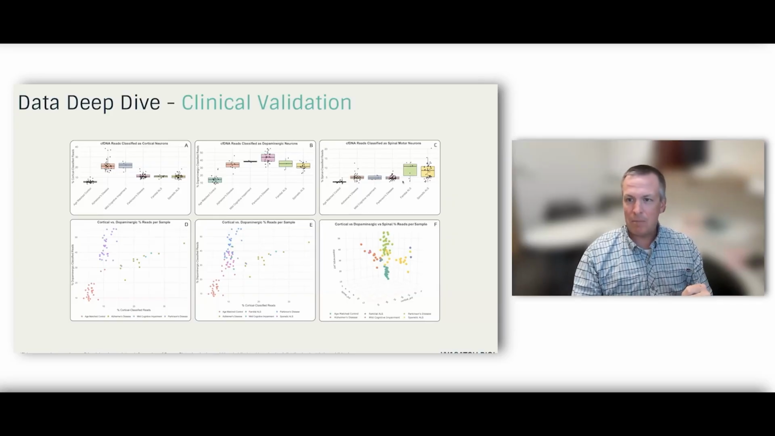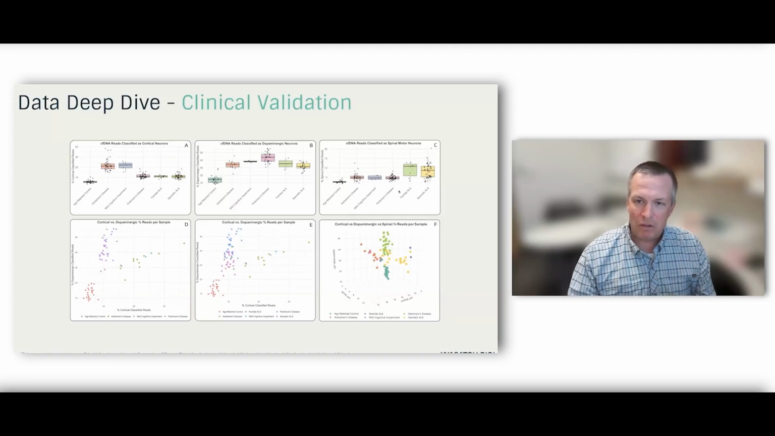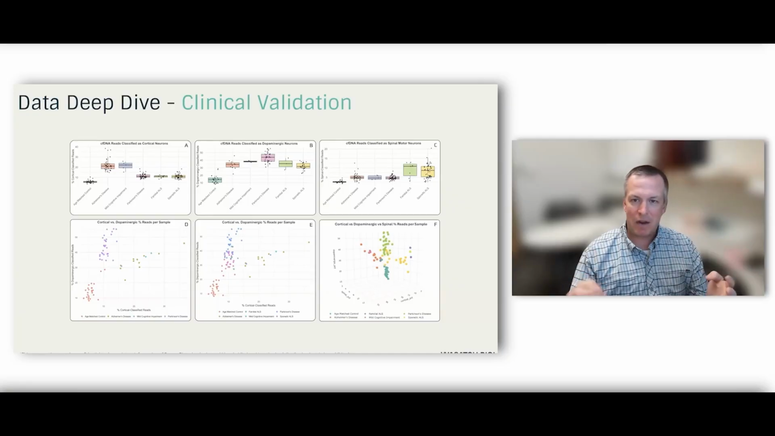Spinal motor neuron model, you can see the same thing. ALS both increases, especially compared to control. But when you compare it to other disease states, it's a little bit harder to parse out. So we took all this information together and said, well, what if our classifier was not just one specific type of neuron, but we looked at all the different classifications of neurons.